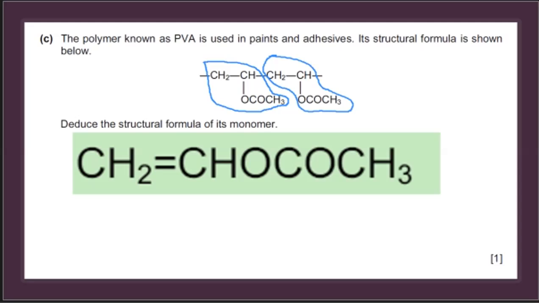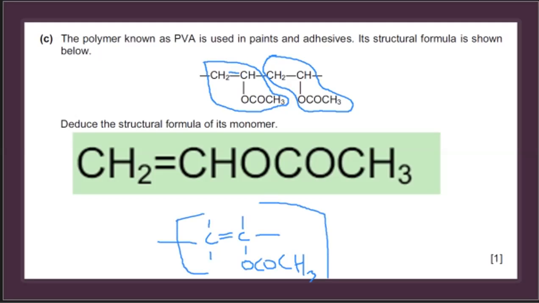They ask you to deduce the structural formula of its monomer. The structural formula of its monomer is this same unit with a double bond present. So the double bond here would have been broken. So this should be CH2=CH-O-CO-CH3, which is the same thing that they have here, except with a double bond.